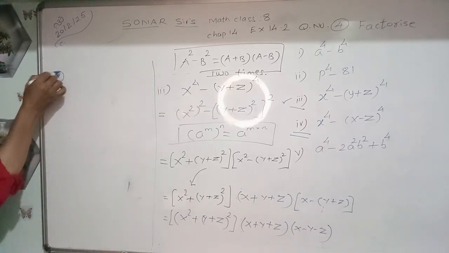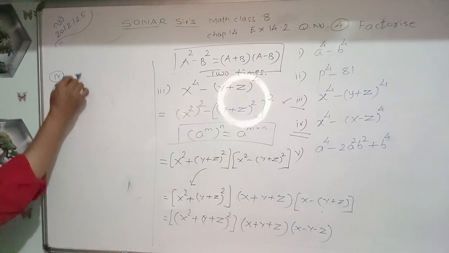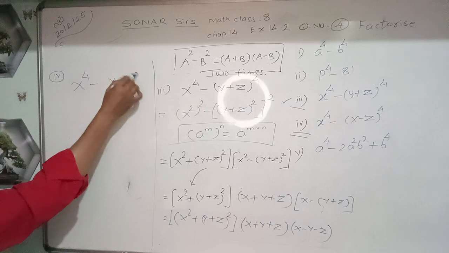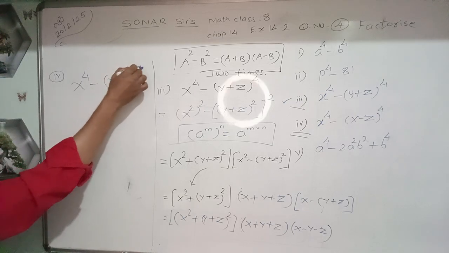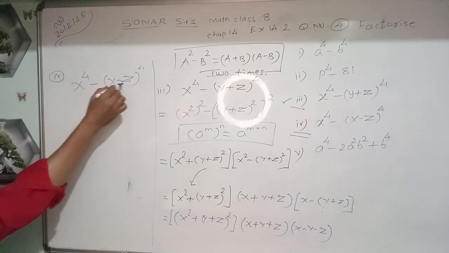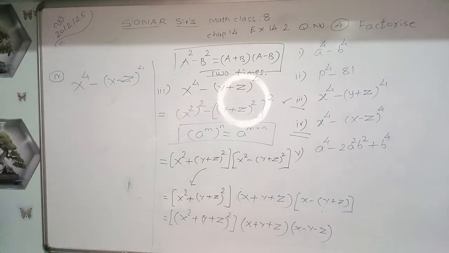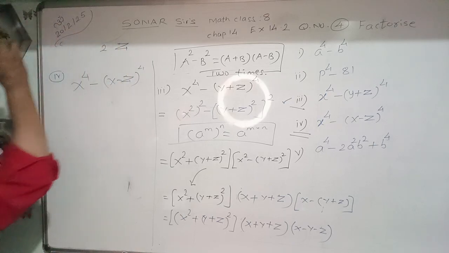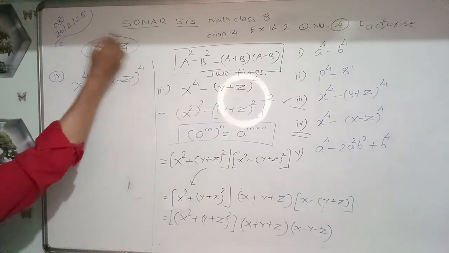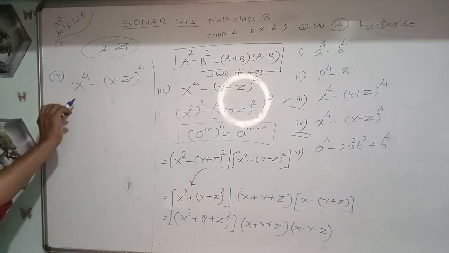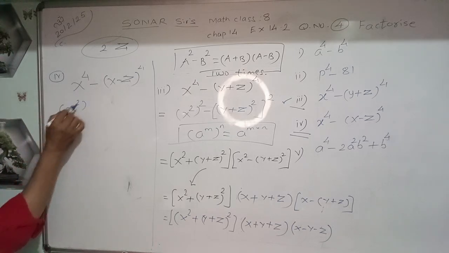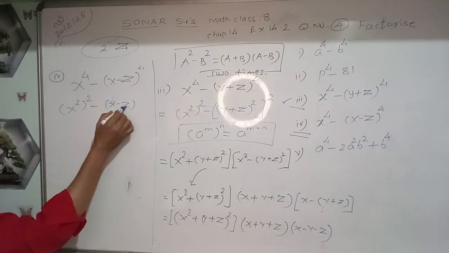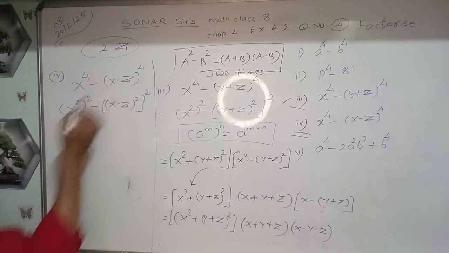Here, in the 4th sub question, x raised to 4 minus (x minus z). Whenever we write down the 2 and z, we have to slash these points, the sides we have to slash, so it creates a difference between 2 and z. So it will differ 2 from z. Again, we'll make use of power raised to power form. (x minus z) bracket square.